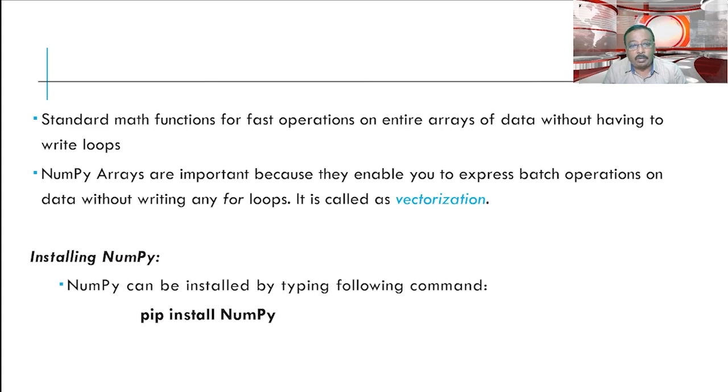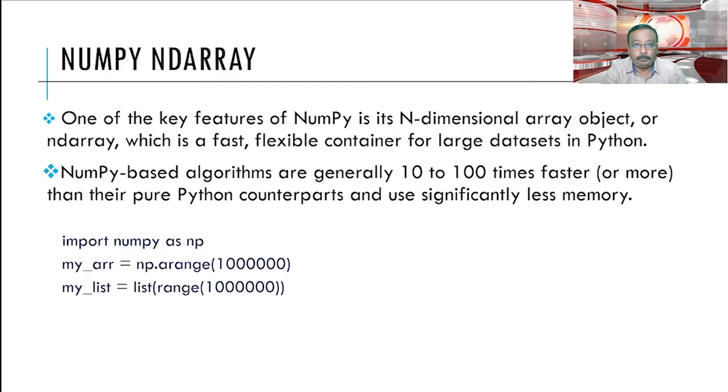NumPy can be installed by typing the following command: pip install numpy. One of the key features of NumPy is its n-dimensional array object, or ndarray, which is a fast, flexible container for large data sets in Python. NumPy-based algorithms are generally 10 to 100 times faster than the pure Python counterparts and use significantly less memory.